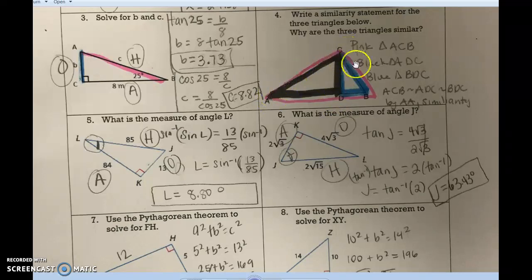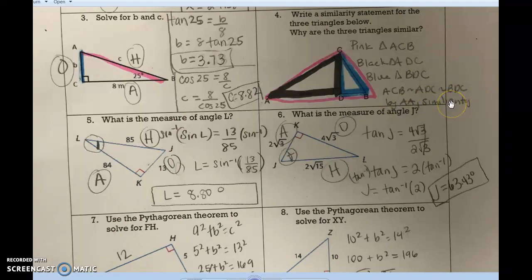But in the big triangle, the right angle is C. And then in the black one, your right angle is D. So D is in the middle. These all share right angles. All right, so this is how you set up the similarity statement. It's not a sentence written out. Your similarity statement says that triangle ACB is similar to triangle ADC is similar to triangle CDB. And why is that? By angle-angle similarity.